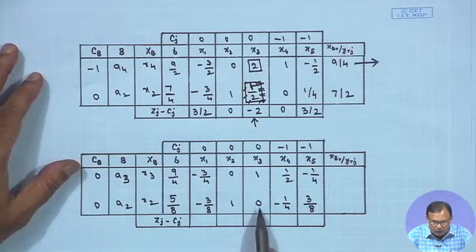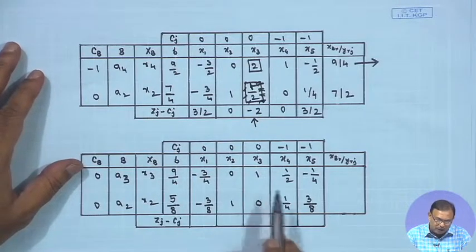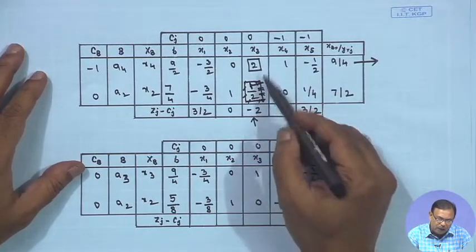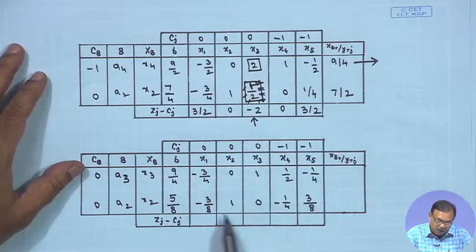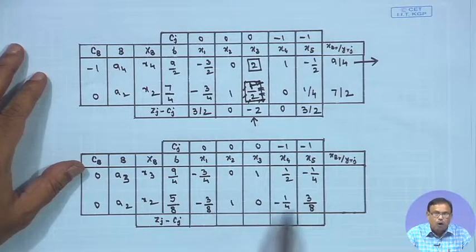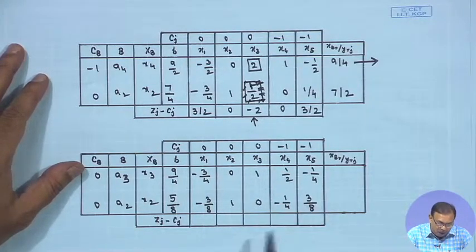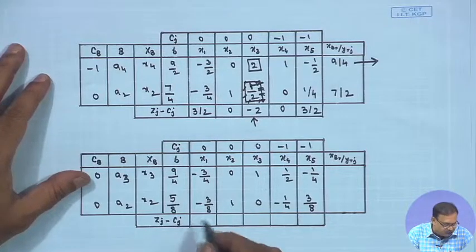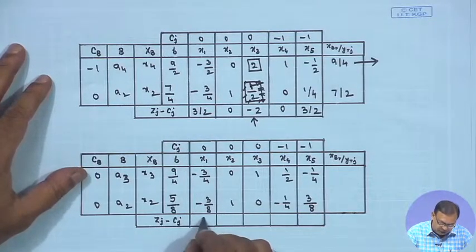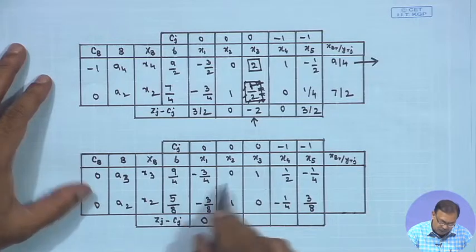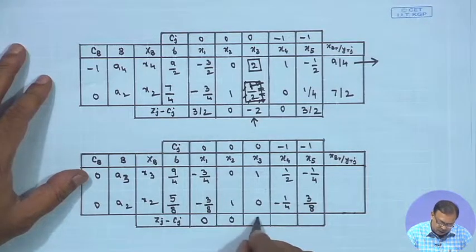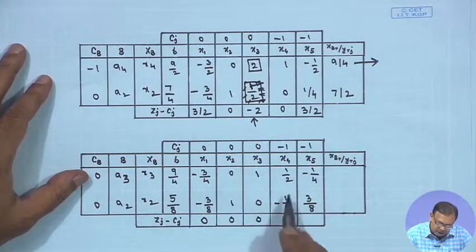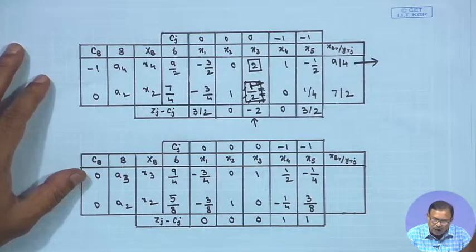So, by making this one 0, this one 1 and this element 0, we are performing the row operations on these two. Now, calculate the Zj minus Cj value. Zj minus Cj for this case is 0, for this case 0, for this case 0, for this case it is 1 and for this case it is 1.